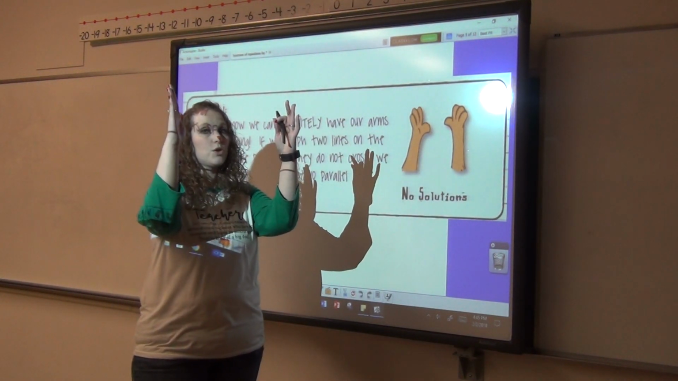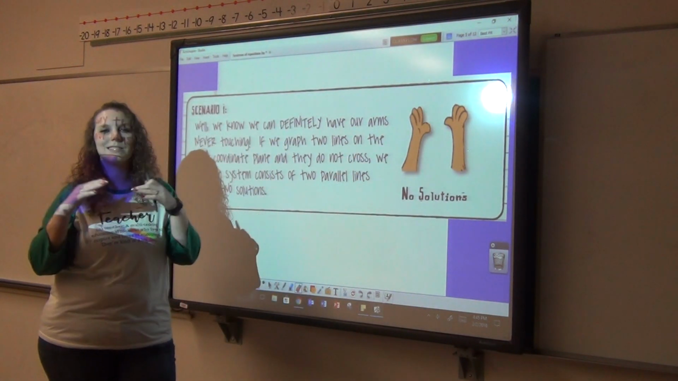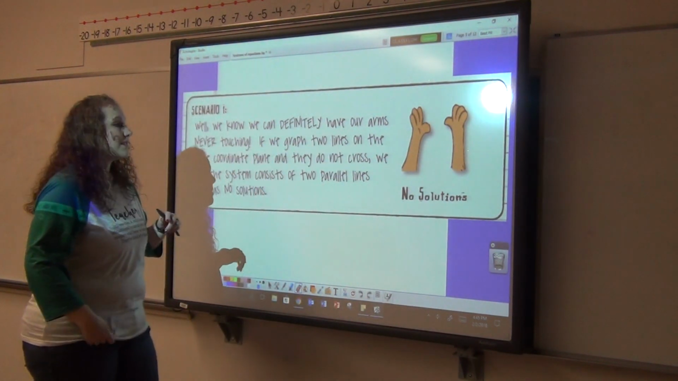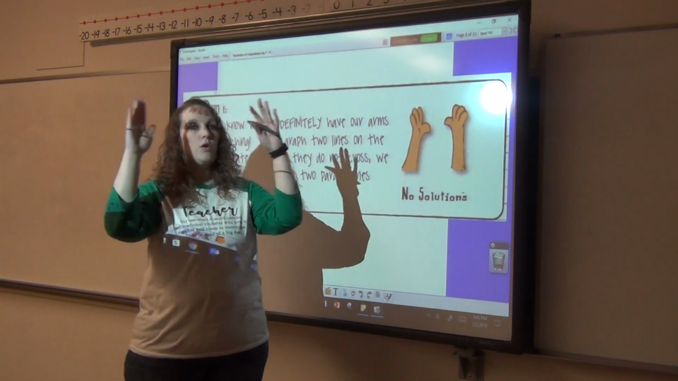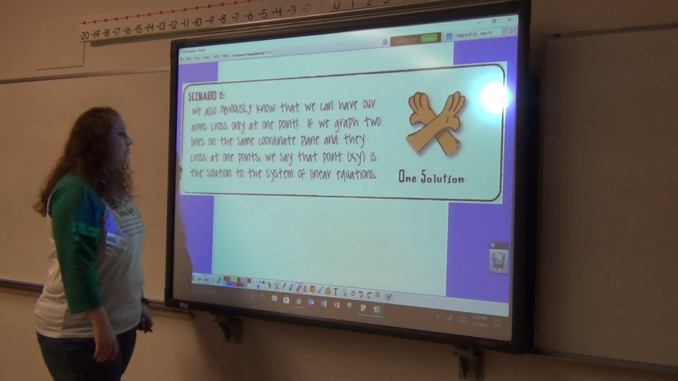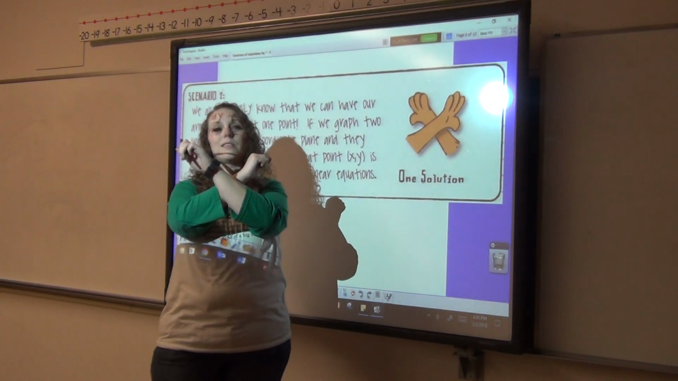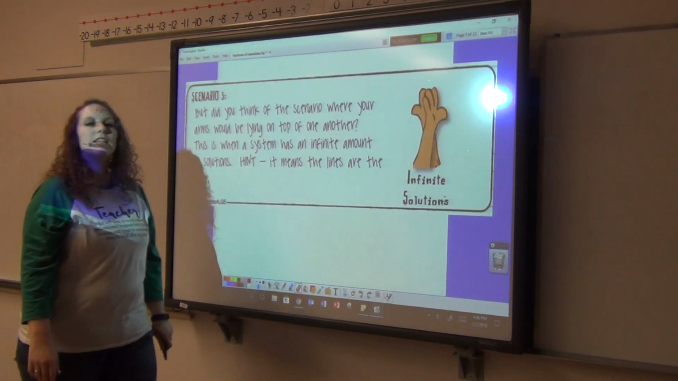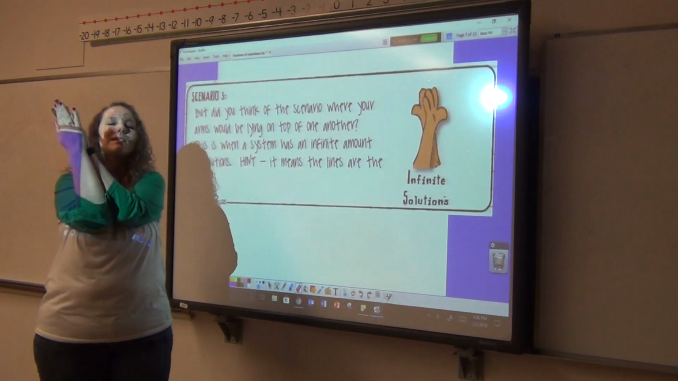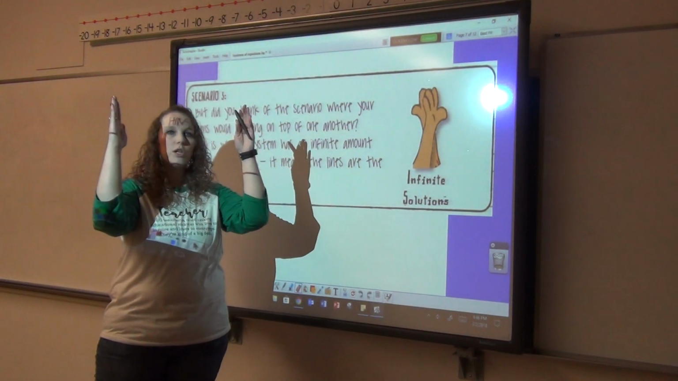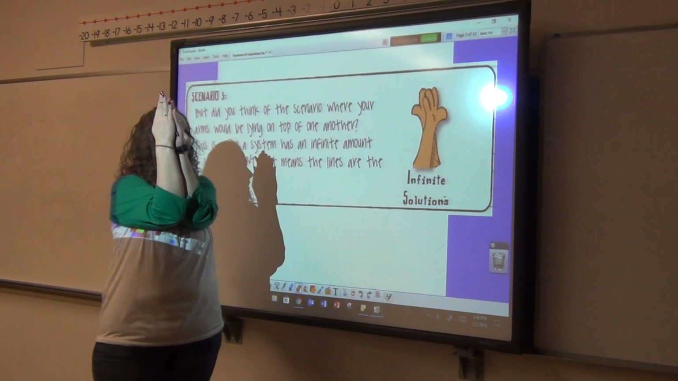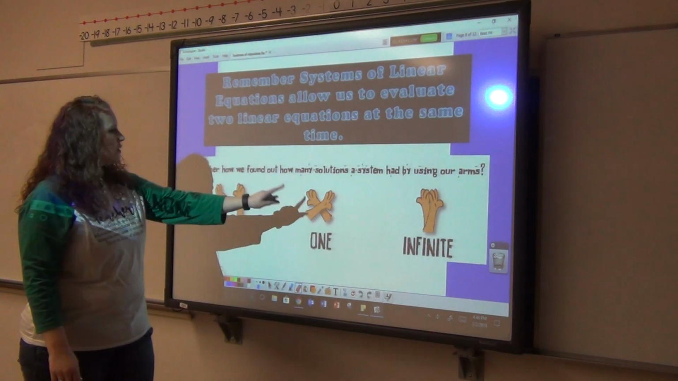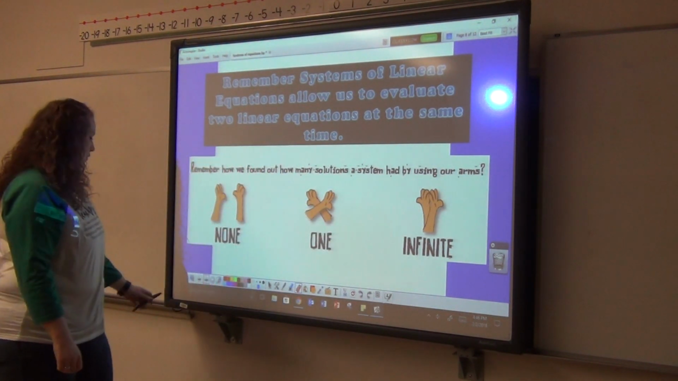We have no solution. They are parallel. They do not cross. They will never cross. That is the first answer we can have to a system of equations. No solution. They are parallel. No crossing. They have the same slope. The other one is one solution. They cross at one point. They intersect at one point and one point only. And the last one is infinitely many solutions. They are the same exact line. So no solution, one solution, infinitely many solutions.